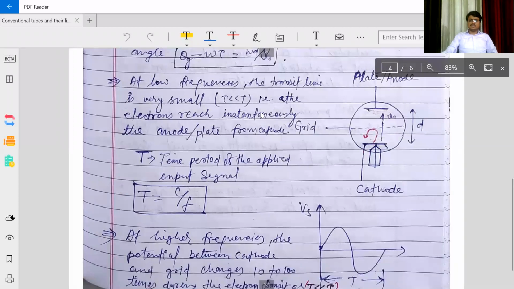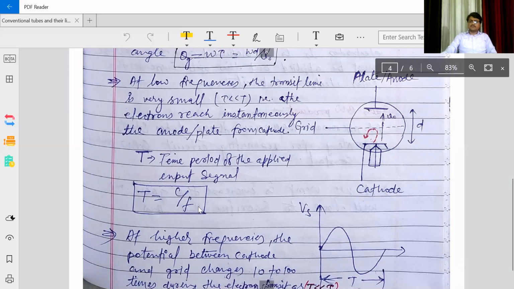At low frequencies, the transit time is very small. Actually, transit time is not small; transit time remains the same because it is the time taken by an electron to reach the anode from the cathode. But what happens is that capital T is the time period of the applied input signal, and it is nothing but 1 by F.